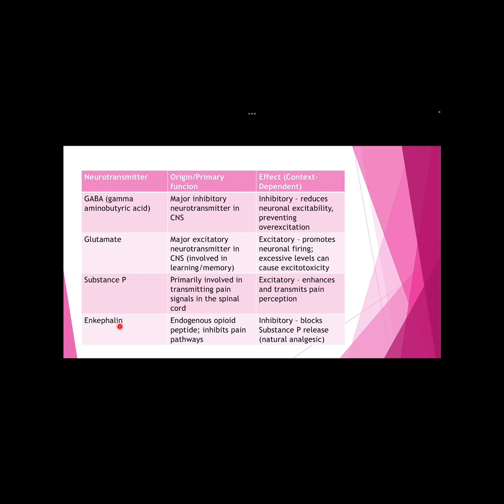And lastly, we have enkephalin, which is an endogenous opioid that inhibits pain pathways. It is inhibitory, so it leads to a decreased sensation of pain. It blocks substance P release, so it is a natural analgesic from the body.